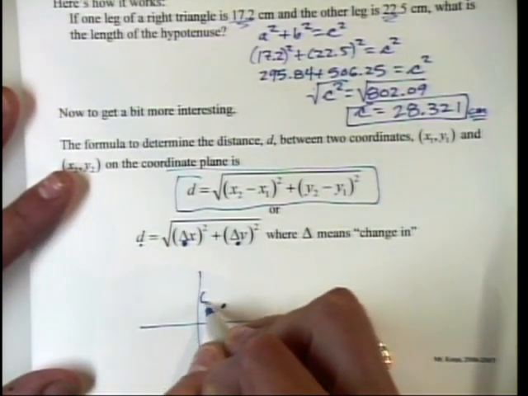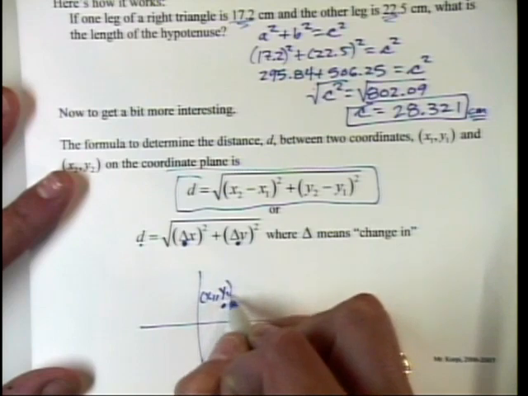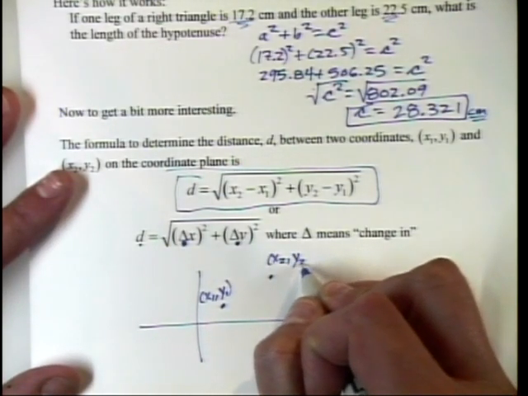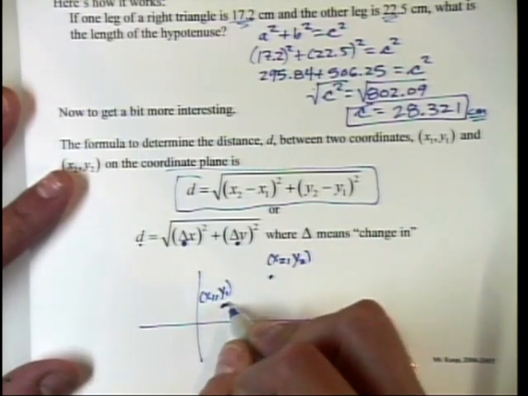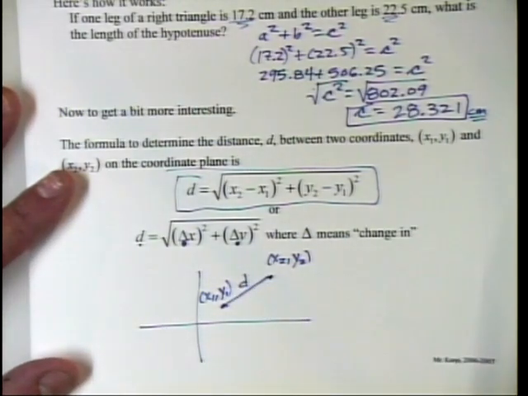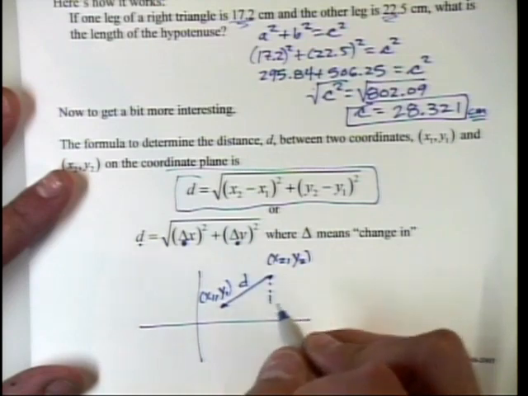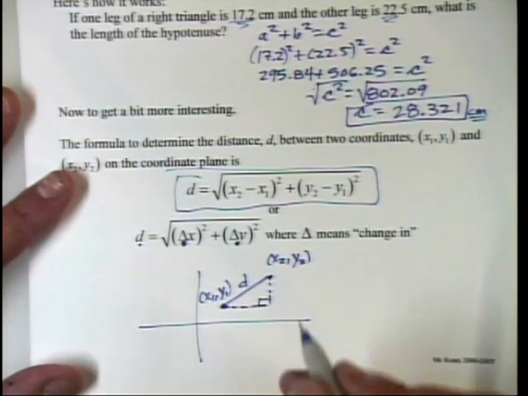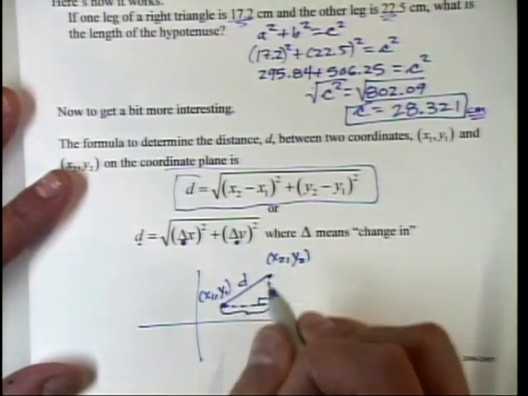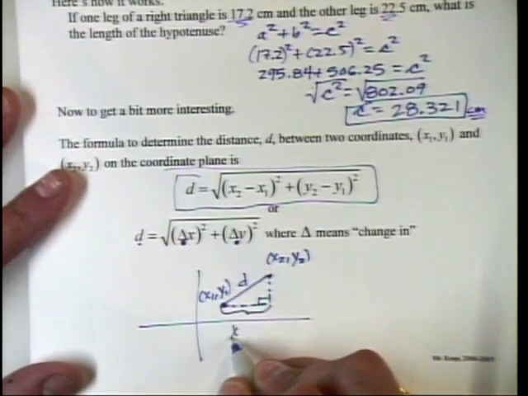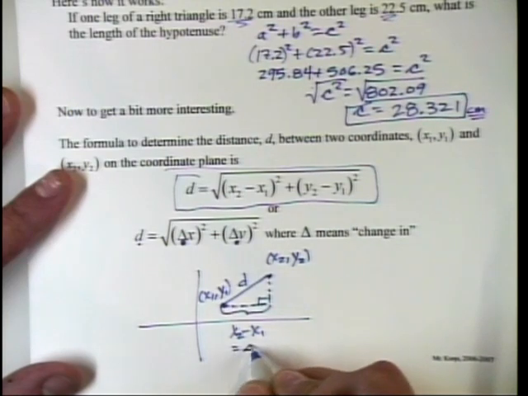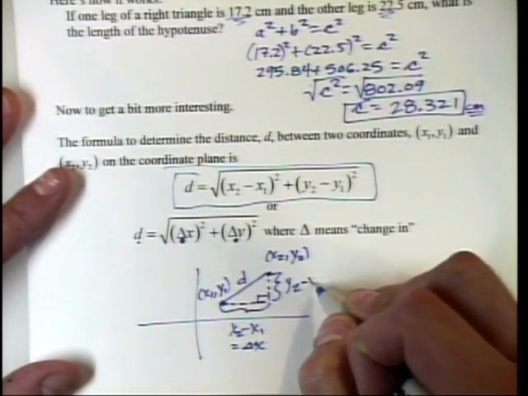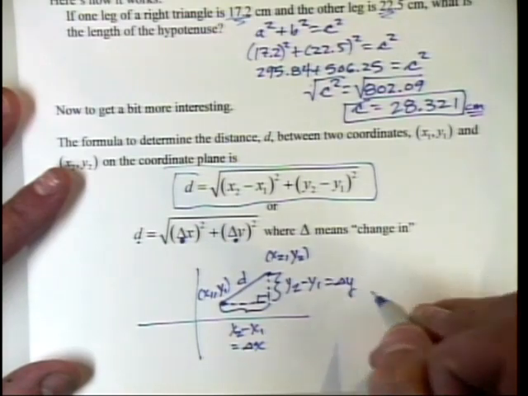If I have any two points, x1, y1, and another point up here, draw it anywhere, x sub 2, y sub 2, then I'm looking for this, the distance between them, little d. If I drop a perpendicular straight down and come straight across on the coordinate plane, I've made a little right triangle. This distance here is going to be the change in my two x values. That's x sub 2 minus x sub 1, or delta x. This distance here is the change in the y values, y2 minus y1, or delta y.